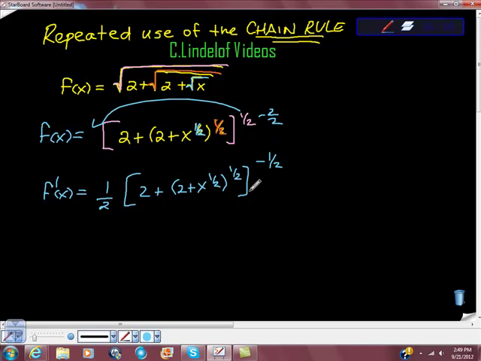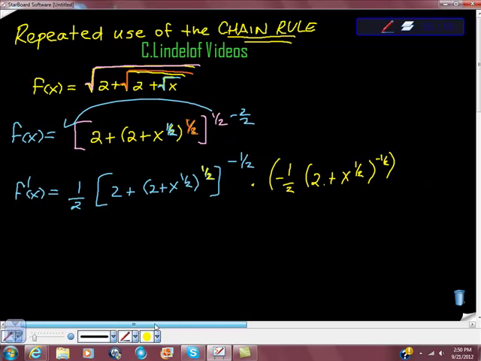So the first one is this one right here. So I'm going to start working on this one right here, which is times negative 1/2 times 2 plus x to the 1/2 to the negative 1/2. Now I'm going to start working on the other inside piece, which is just this one right here, isn't it? So I'm going to work on this one next.